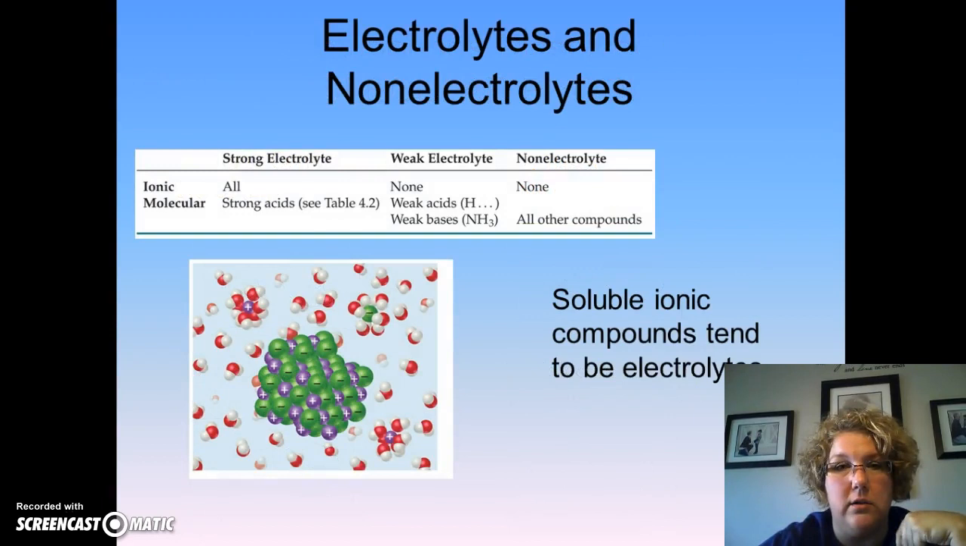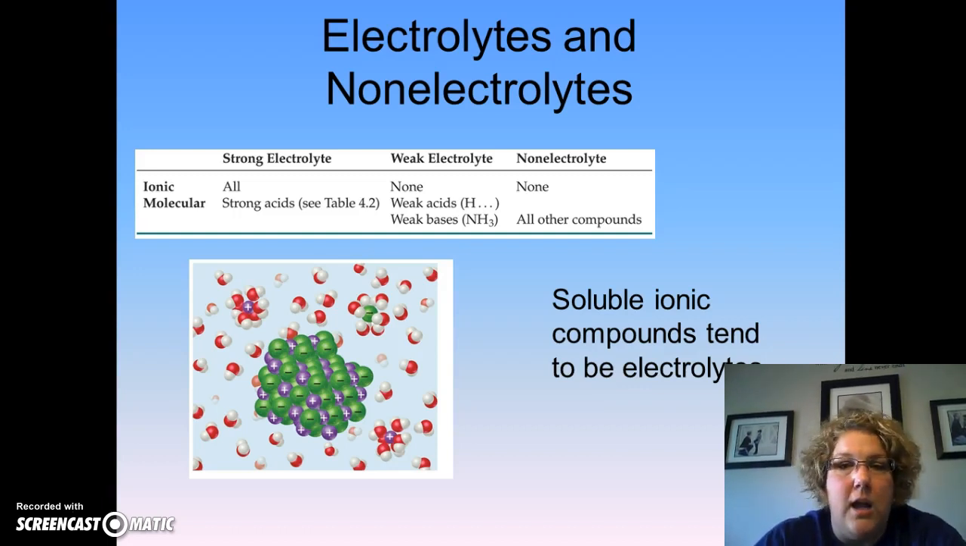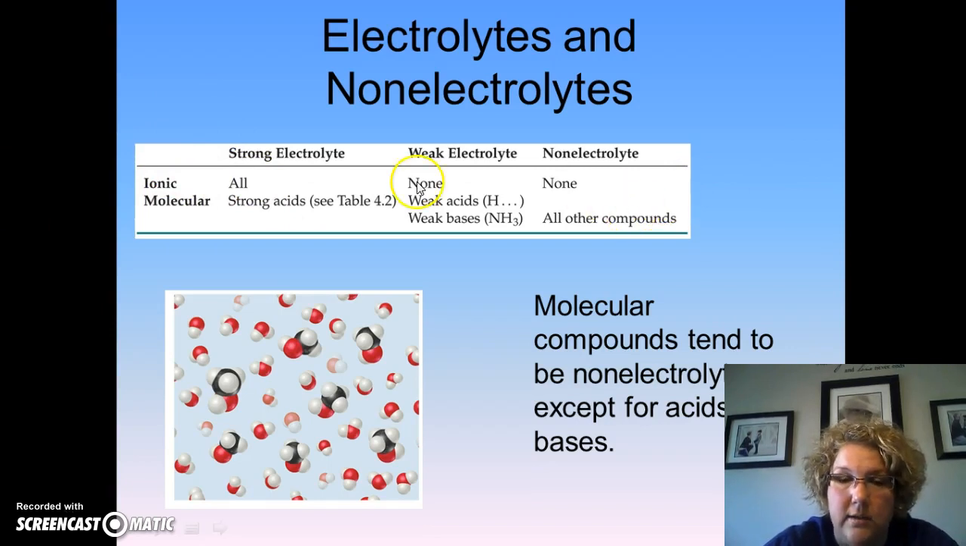Alright, so here's a little chart that's helpful to keep track of who is an electrolyte and who isn't. Okay, soluble ionic compounds tend to be electrolytes. You know it's ionic if it's got a metal and a nonmetal. How do you know if it's soluble? Well, there's a list of solubility rules, and you just have to commit those to memory. Now, molecular compounds, on the other hand, tend to not be electrolytes. Okay? The exceptions to that would be acids and bases. So, molecular compounds are usually non-electrolytes unless they're acids and bases.